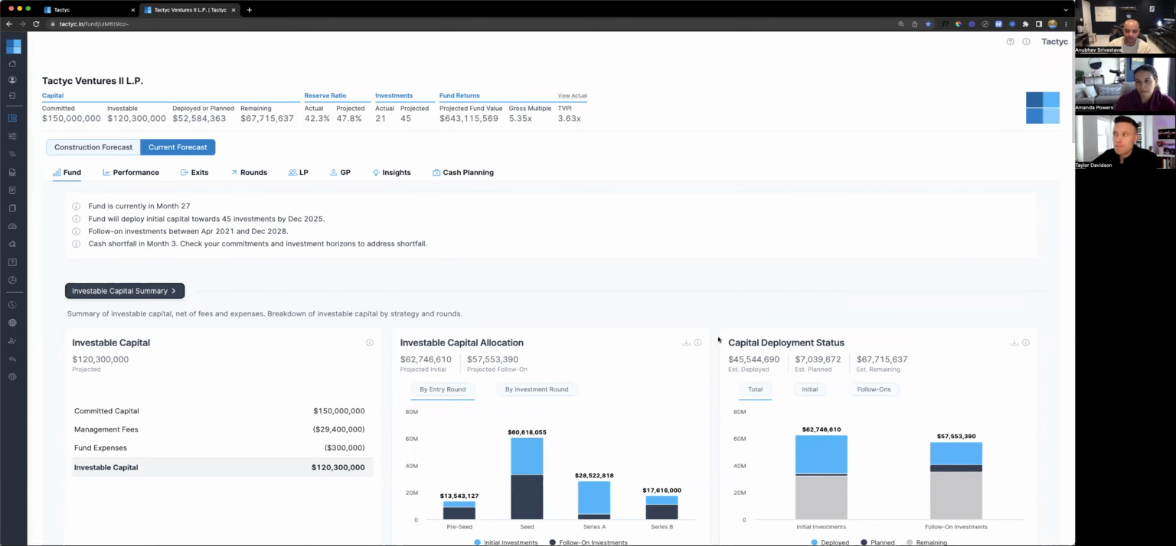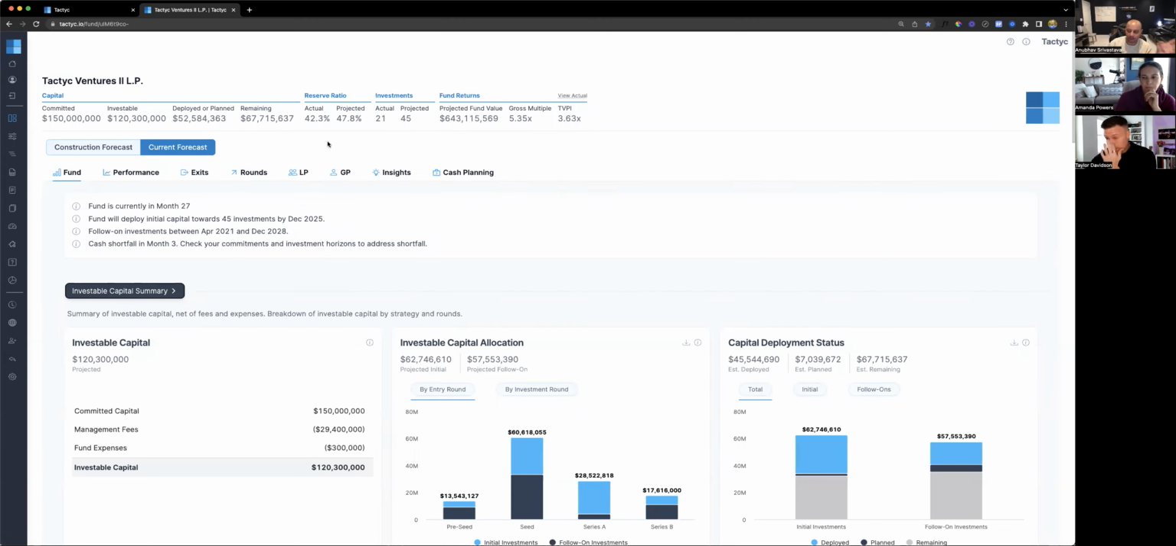Are you guys able to see my screen? Okay, cool. So we talked about pacing, check sizes, round size, and company KPIs. For those not familiar, this is Tactyc. This is an active fund on Tactyc. This is a $150 million fund that's about, let's say, halfway or a third deployed through its life cycle.